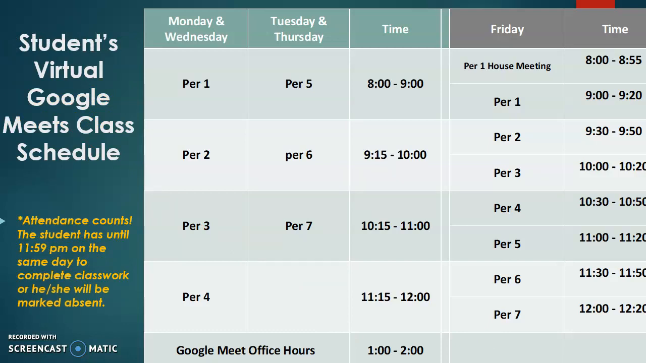So this is also when our Google Classroom meets. So periods 1, 2, 3, and 4 meet on Mondays and Tuesdays. And periods 5, 6, and 7 meet on Tuesdays and Thursdays. And these are the times. Now attendance counts. If your assignment is not in by 11:59 the same day, then you will be considered absent.